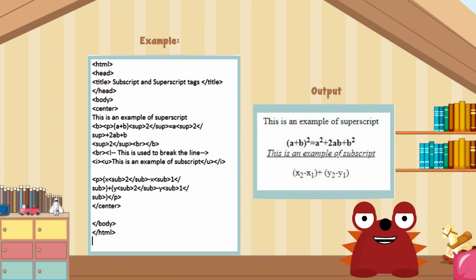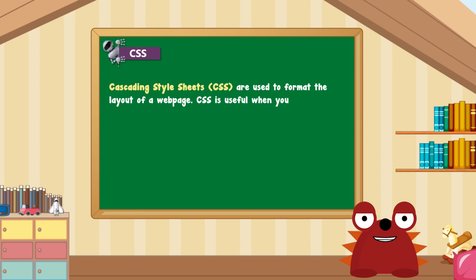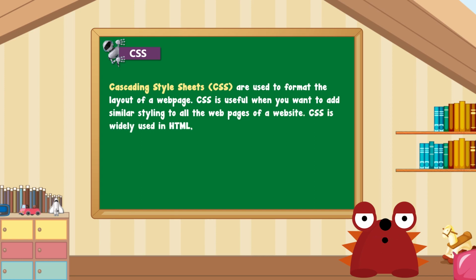And now, let's move to the second major topic of our chapter, which is CSS, also known as cascading style sheets. They are used to format the layout of a web page. CSS is very useful when you want to add similar styling to all the web pages of a website, and it is widely used in HTML, JavaScript, and other scripting languages.